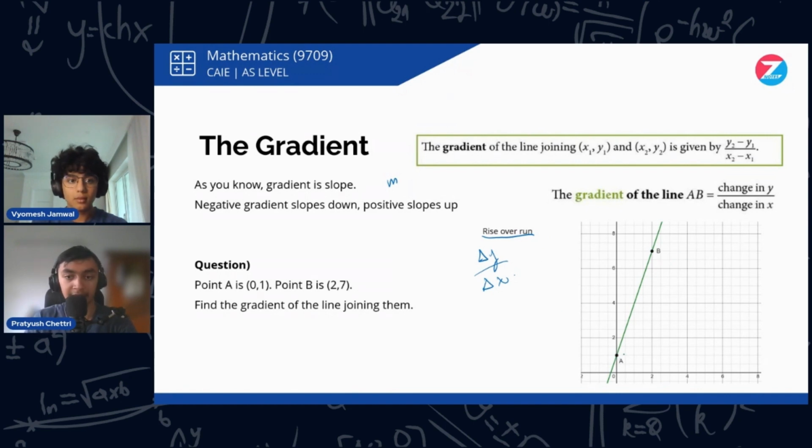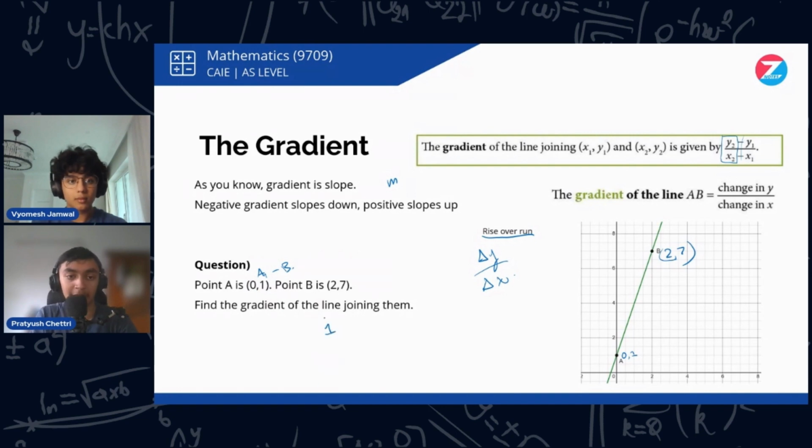Point A is (0, 1). Point B is (2, 7). What's the gradient of the line joining them? Well, what's the change in y? The important thing is you always want to keep the first coordinates first. So here, let's do A minus B. Let's say A is x1 and B is x2. So let's do the rise.